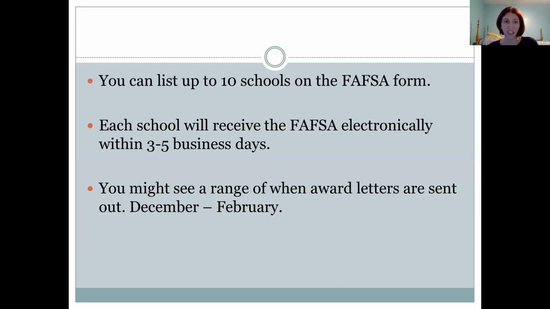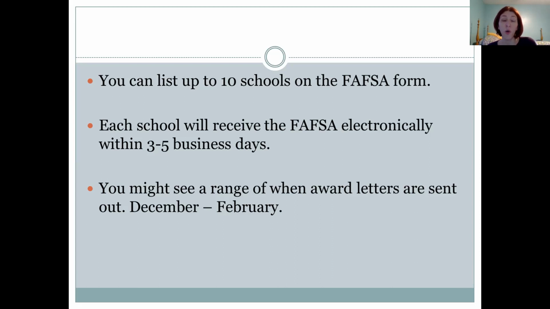So while you're in the FAFSA, as you're submitting it, you can list up to 10 schools on it. If you need to add more than 10, that's perfectly fine. But what you'll have to do is add those first 10, wait about a week for everything to process, go back in, take some off, put some on, and submit it again as a correction. Not a problem doing that.